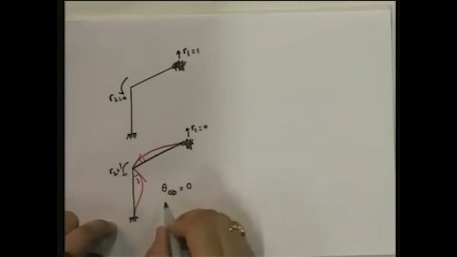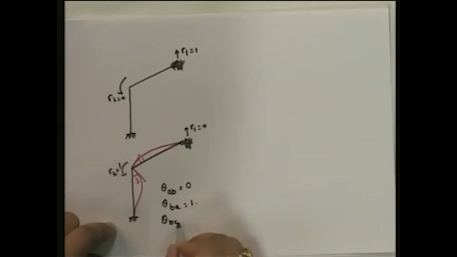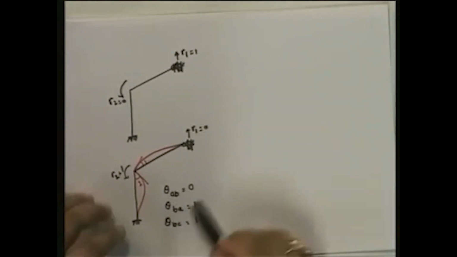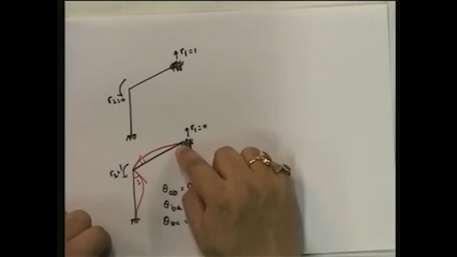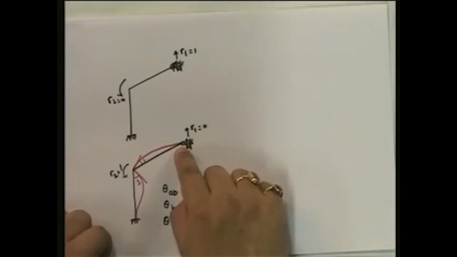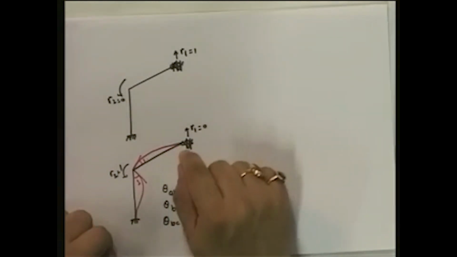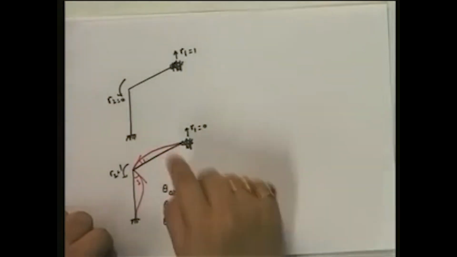For R2 equal to 1, theta AB equal to 0, theta BA is equal to 1 and theta BC is equal to 1. These are the only essential degrees of freedom that we are interested in, and we have evaluated them. Note that theta CB does not have to be equal to 0 because this is a hinge, and we acknowledge the fact that the moment at this point has to be 0, and we don't need to find this out. Okay. Now what about this one?